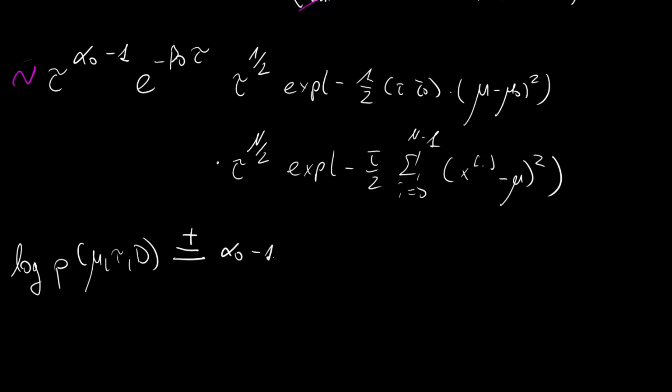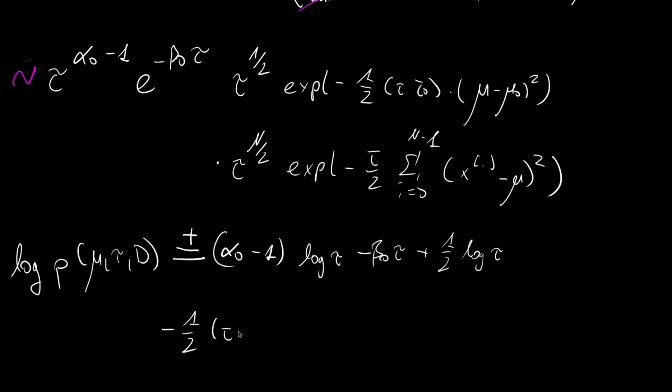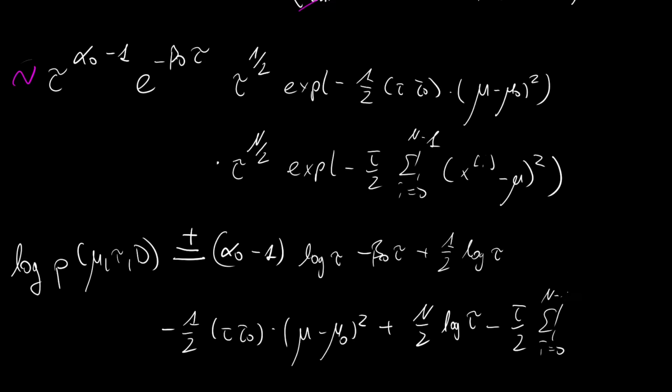And first we get alpha 0 minus 1 times the logarithm of tau. The logarithm applied to this term will just cancel with the e, so we have a minus beta 0 tau. Then here we get plus 1/2 logarithm of tau, and here the exponential again cancels with the logarithm, so we have minus 1/2 tau 0 times mu minus mu 0 in brackets squared, and here we get plus n/2 logarithm of tau, and then the exponential cancels again, so we have a minus tau/2 summation from i equals 0 to capital N minus 1 over x_i minus mu in brackets squared.